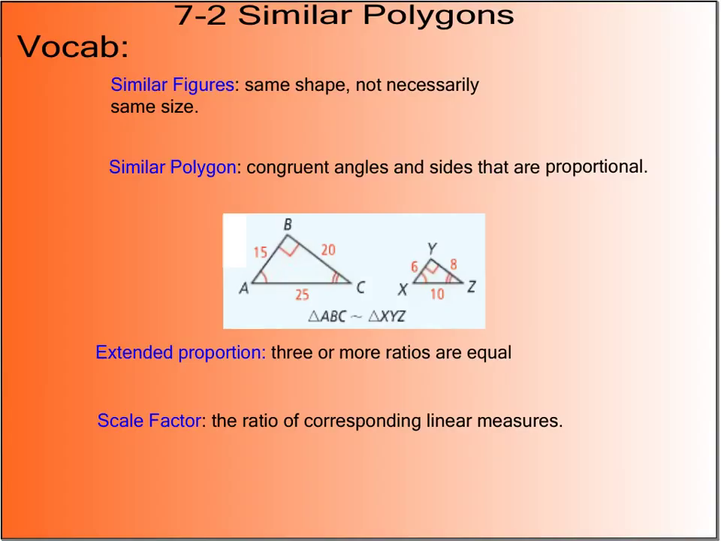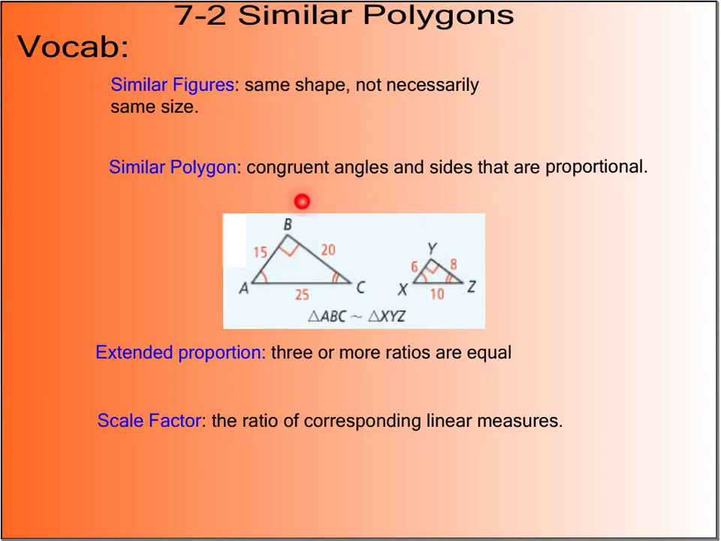So the first thing we have to do here is go through some vocabulary. We have 4 vocabulary words. The first one is similar figures, and these are two things that are going to be the same shape, but not necessarily the same size. Then we move into similar polygon, which is just a little bit more specific. It's still going to be similar figures, so still same shape, not necessarily same size. But now we also add the idea that all angles are congruent and sides are proportional.